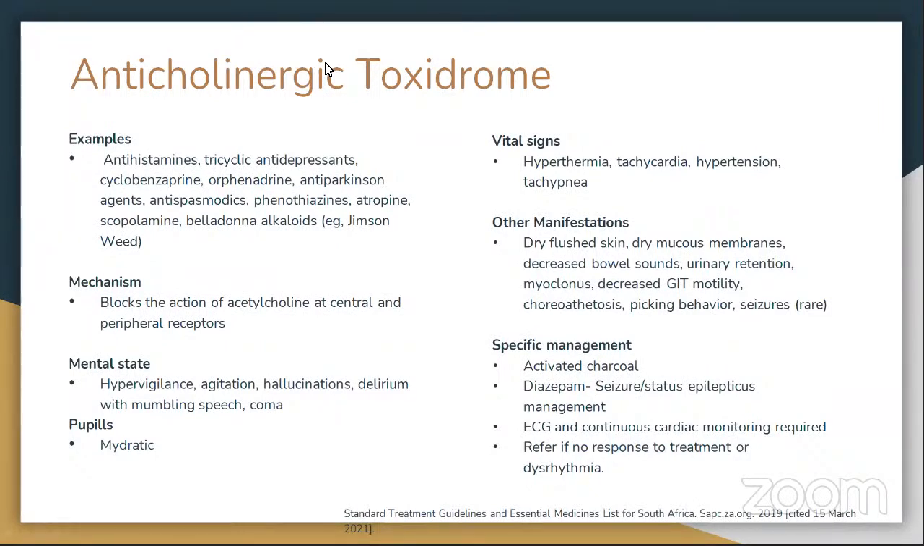So the mechanism for which this anticholinergic toxidrome works is that it blocks the action of acetylcholine at the central and peripheral receptors. The clinical features, I don't know if we remember this as med students, but there's a saying: hot as a hare, blind as a bat, referring to the mydriasis, the dilated pupils, dry as a bone, red as a beet, mad as a hatter, full as a flask, referring to urinary retention.